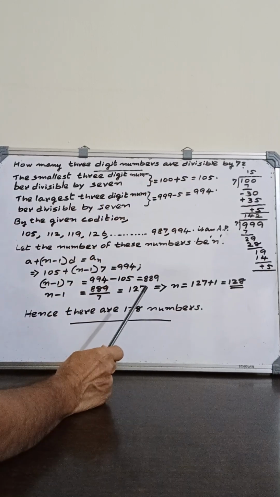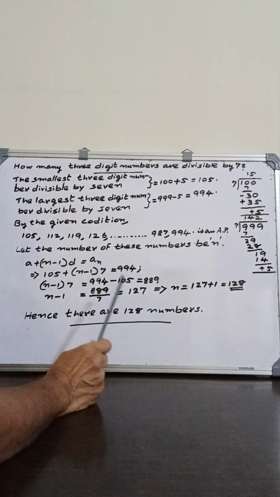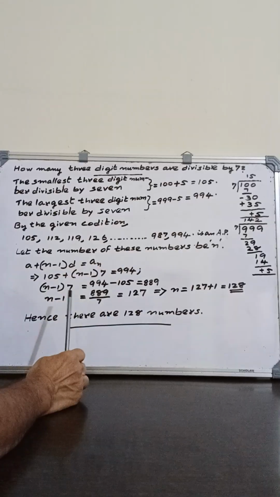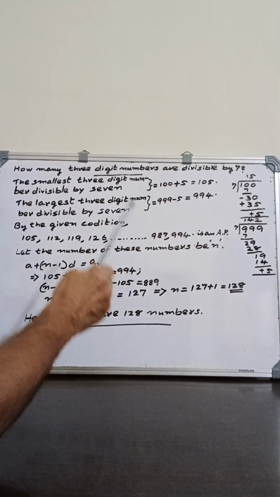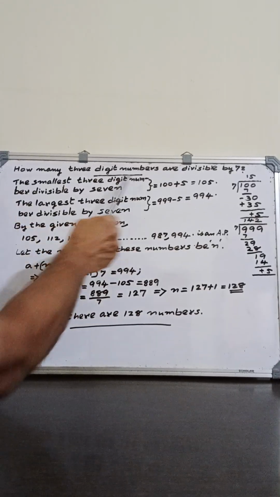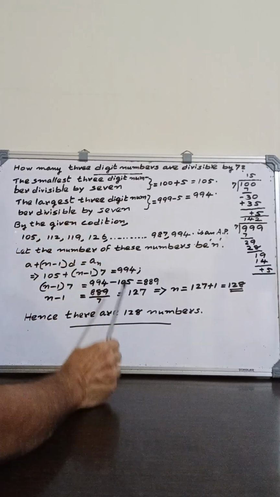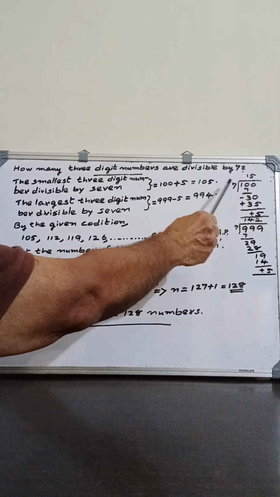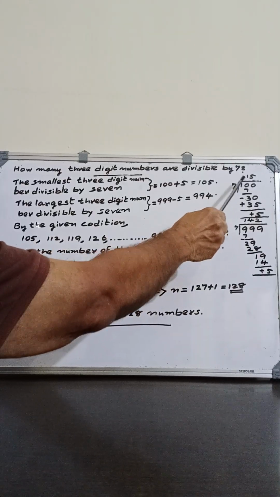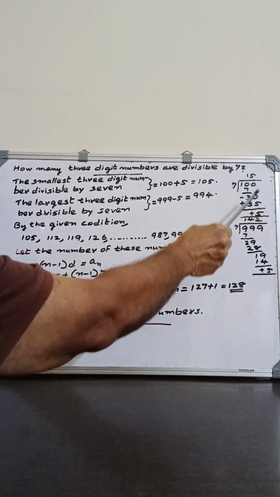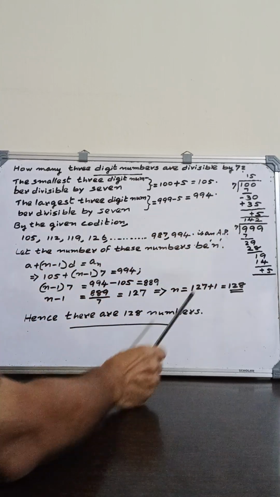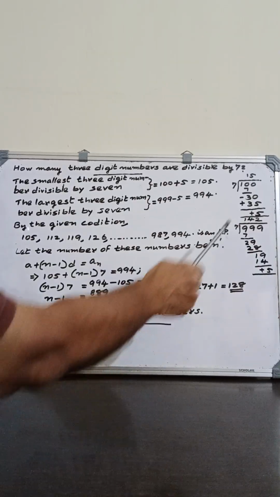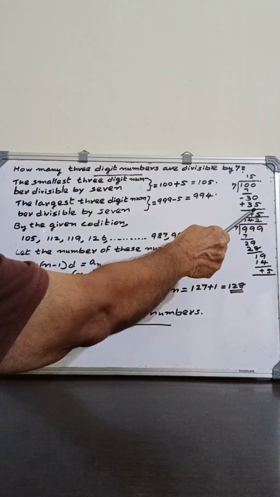We know that the smallest three-digit number is 100 and the largest three-digit number is 999. First of all, we can trace the smallest three-digit number divisible by 7. We divide 100 by 7 and get the quotient 15 and the remainder 5. But this 5 is excess here in the 100.